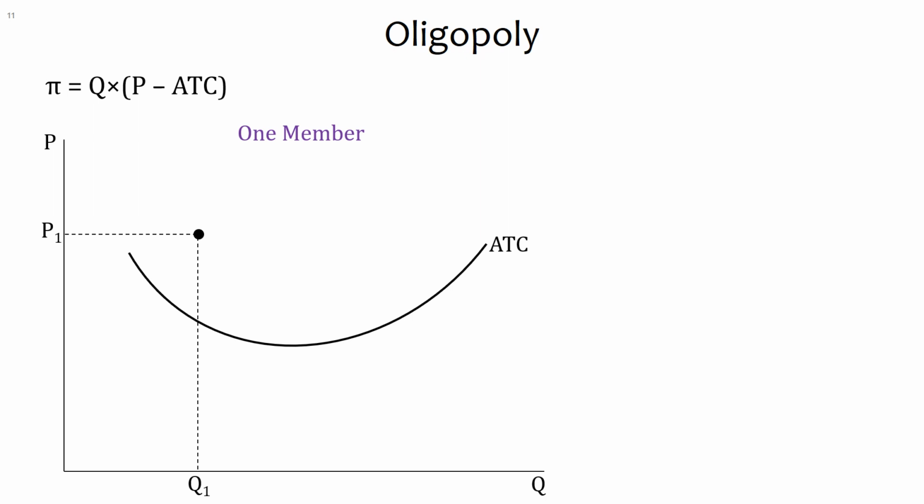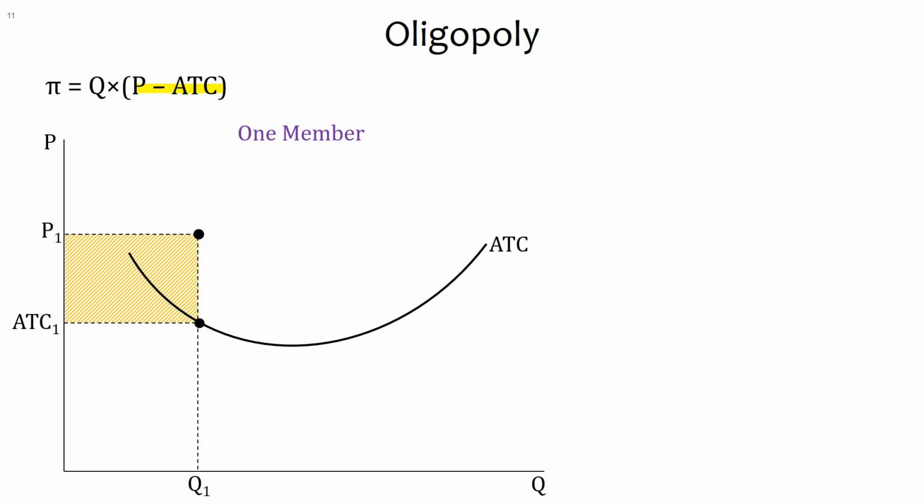So you need to have the average total cost, and then you need to find the distance between price and average total cost. All right, so that would be the point there, and this gives you a little rectangle, which is the profit that the firm is making. All right, so the area of that rectangle is the profit that the firm is making.